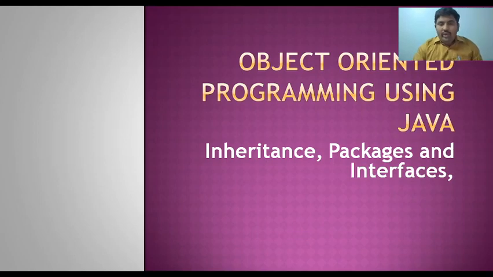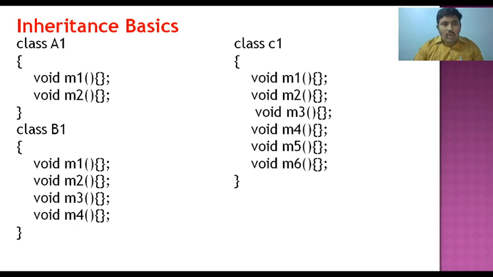Good morning. Today we are going to discuss the inheritance concept in the second unit. So what is inheritance? For example, see here I have a program with class A1. Class A1 contains two methods, M1 and M2, and in class B1 I have a requirement for M1 and M2 also. That's why I have rewritten the M1 and M2 methods in class B1 also.